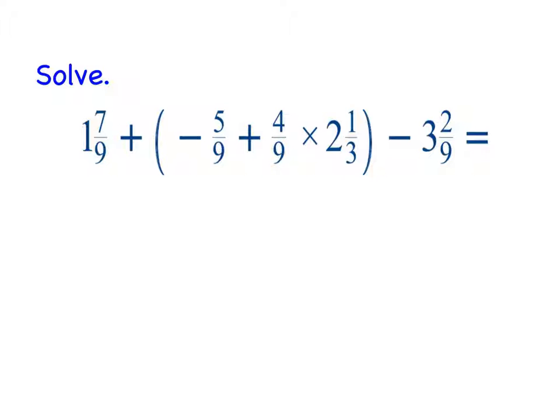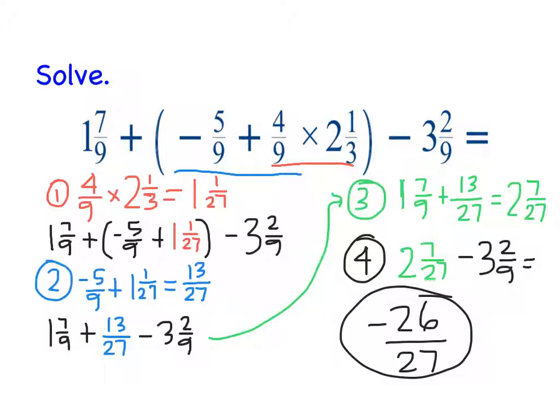I will give you a hint. For the parentheses, there are going to be 2 steps before you move on to the rest of the problem. All right, so my first step was to do the multiplication inside of the parentheses. Then my second step, as illustrated in the blue, was to do the addition inside the parentheses. And as a result of the second step, I now have one number, 13 over 27, that represents everything that was inside of the parentheses.